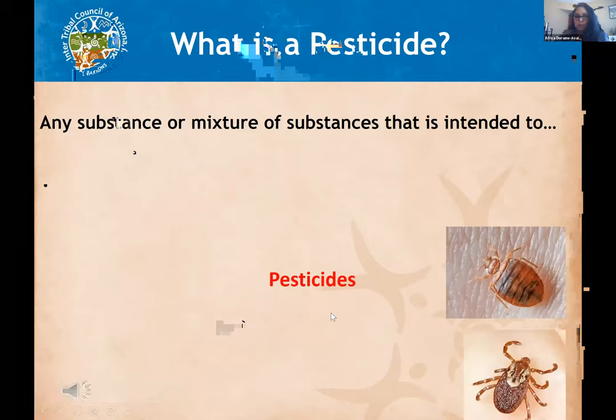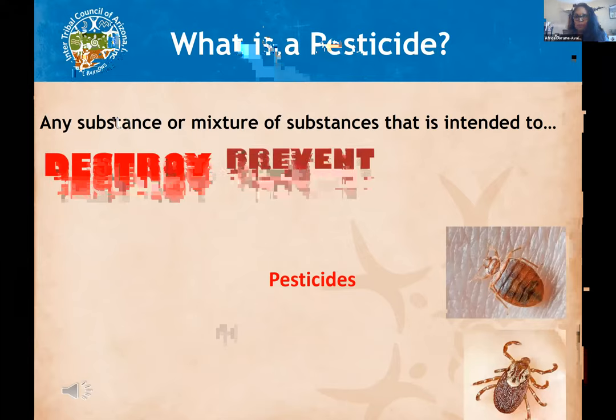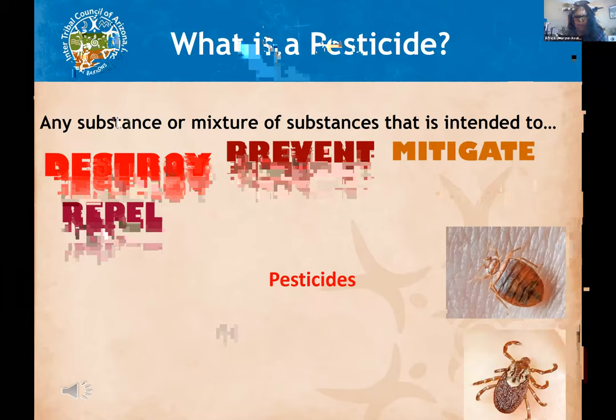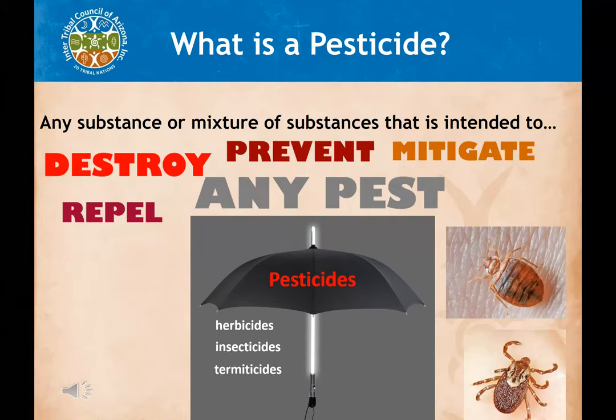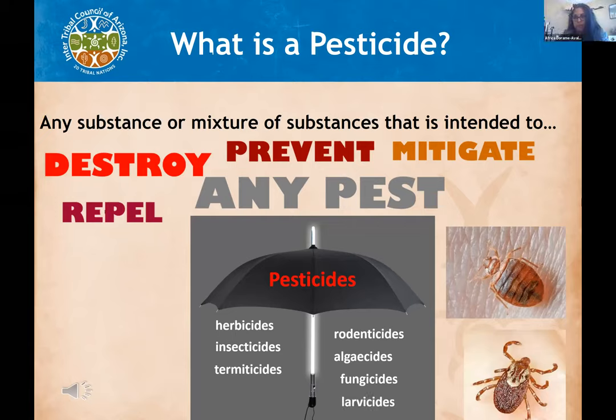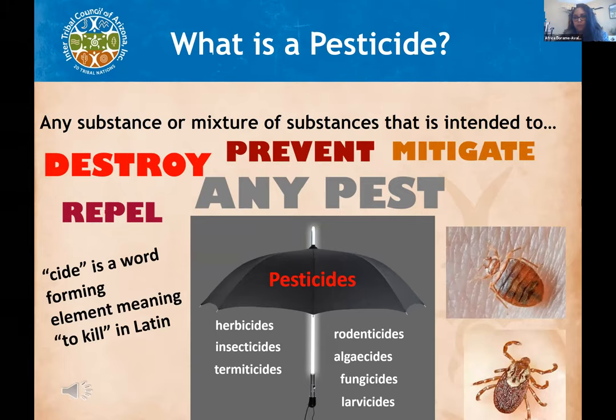A pesticide is any substance or mixture of a substance that is intended to destroy, prevent, mitigate, or repel any pest. So you have pesticides, and under that umbrella of pesticides, you have specific types of pesticides. For example, herbicides, which kill weeds and unwanted plants. Your insecticides, which kill or repel insects, ticks, and mites. Termiticides, they kill termites. Rodenticides are used for rodents. Algicides. Fungicides, they kill mold, mildew, and fungi. Larvicides. Cide is a word forming element meaning to kill in Latin.